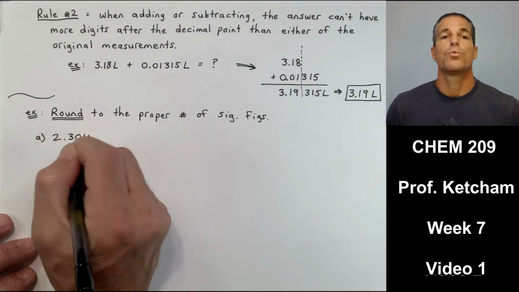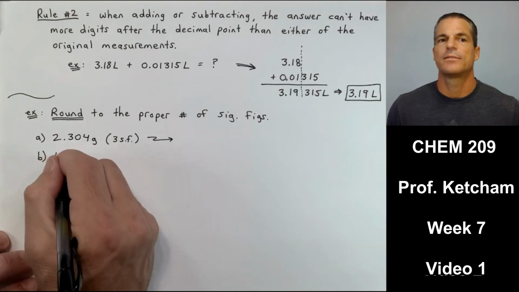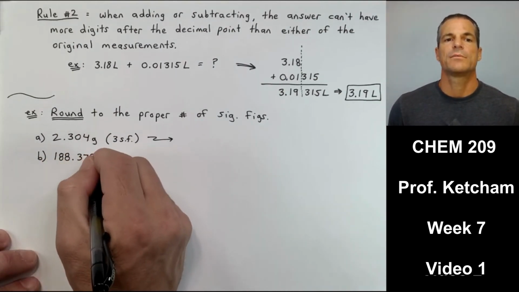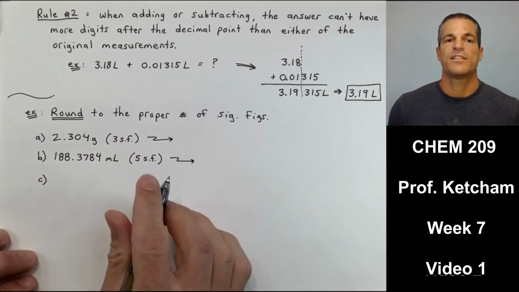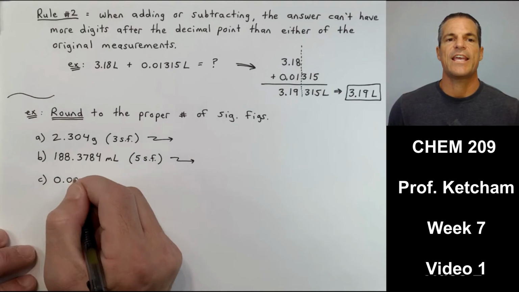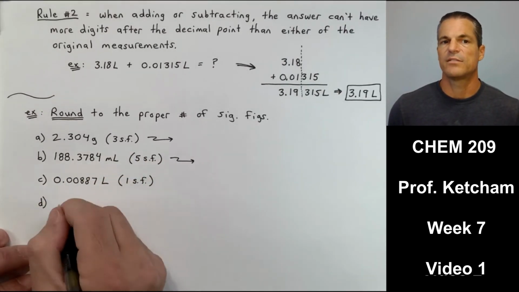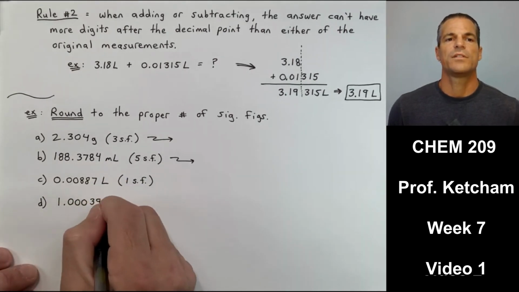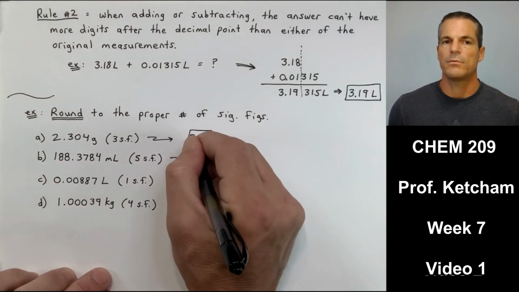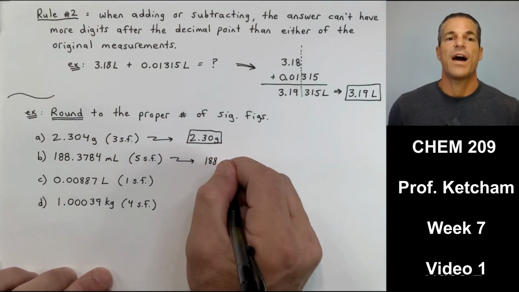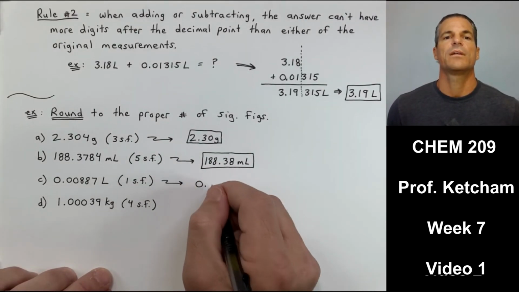Example, round, so now we're talking about rounding. Round to the proper number of sig figs. A, 2.304 grams, B, 188.3784 milliliters, C, 0.00887 liters, and then in parentheses, they tell us how many sig figs we're going to round these to. D, 1.00039 kilograms. 3 sig figs will be 2.30 grams. Don't forget the units. B is 188.38. We bump it up to an 8, rounding.